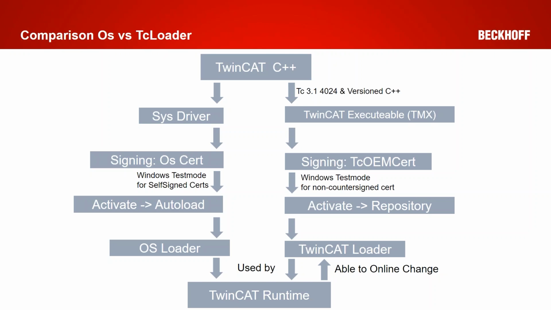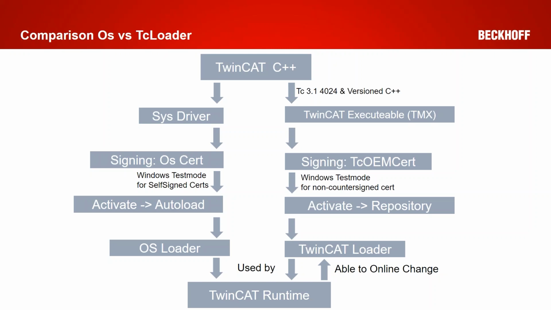And the same is true for the TwinCAT loader, which we have implemented for 4024. This is loading not sys files anymore, but TMX files. We also have a signing. We have the signing actually for 32 and 64-bit systems, so it's more consistent. We don't have this history of Windows with 32-bit systems where they haven't introduced the signing.